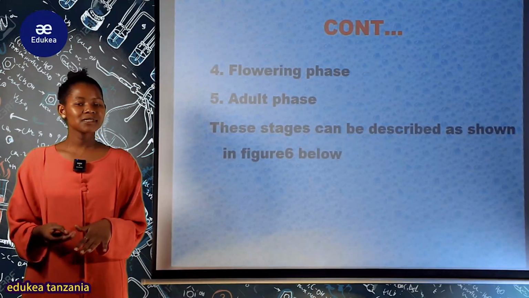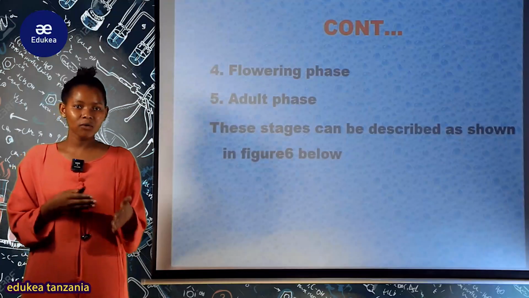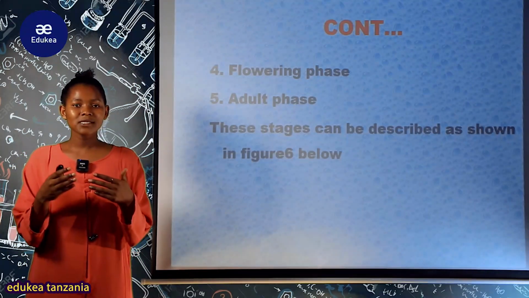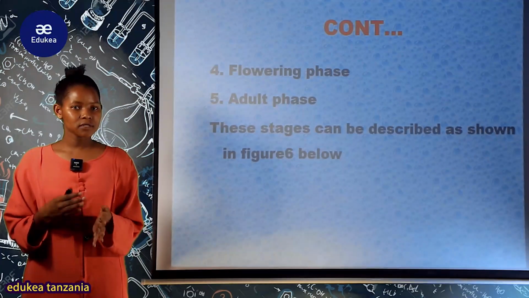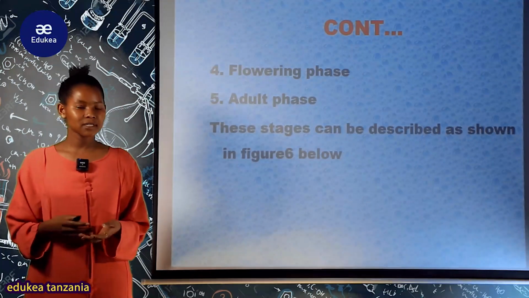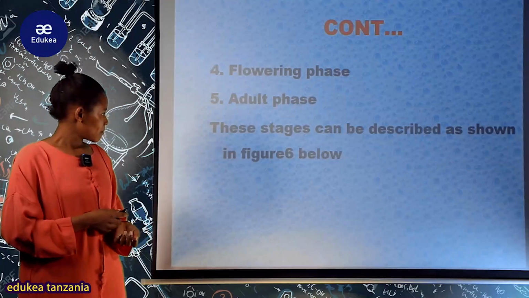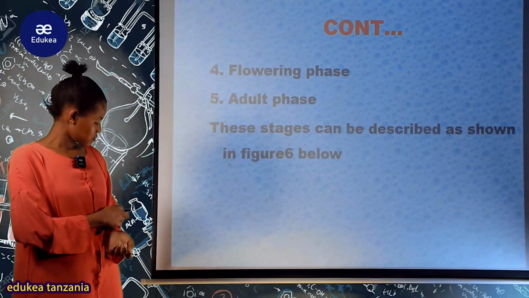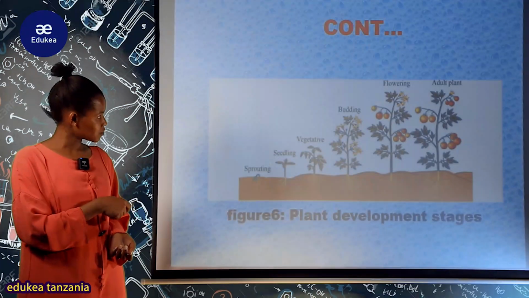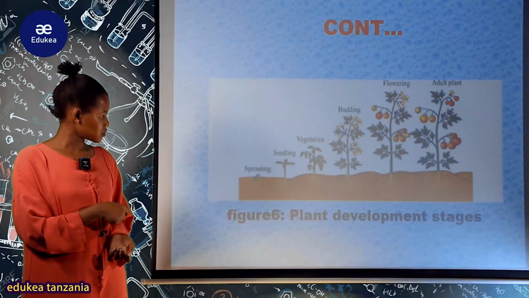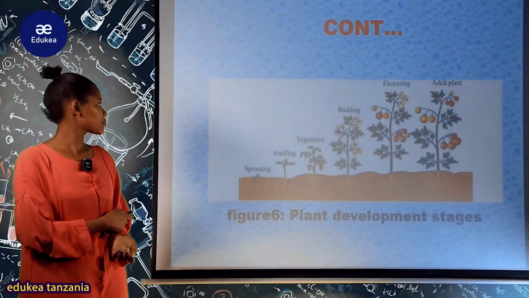And the adult phase ni kile kipindi ambacho sasa yale maua yana develop kututengenezea fruits, na fruits zinatutengenezea seeds. This is all about stages of plant growth after germination. And these stages can be described as shown in this figure here. When you pass through this good figure, you can get good insight on what we studied about the stages.